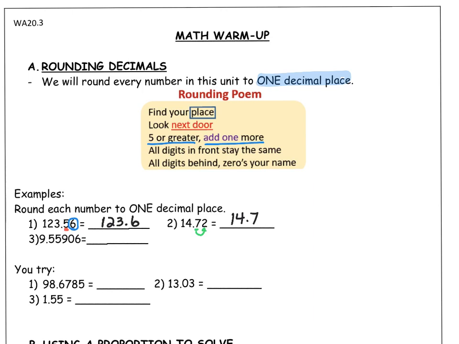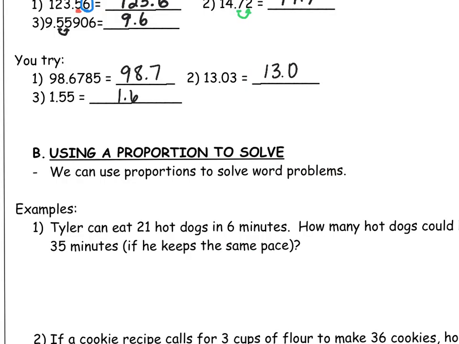To one decimal place, I look here, go next door. It's 5 or larger. So I'm going to change that to 9.6. You pause the video now and try these three and then come back and check them. All right, so there's your answers, 98.7, 13.0, and 1.6. If you are still struggling with that, ask a teacher.